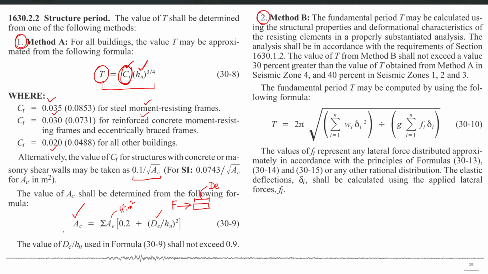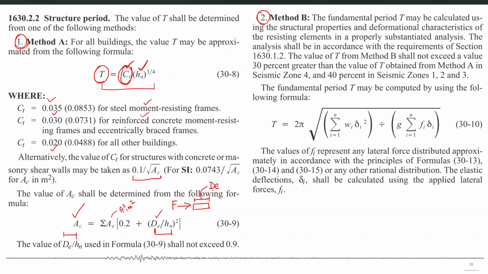The value of DE over HN used in this formula shall not exceed 0.9. Most of the time this ratio will not exceed 0.9 because shear walls will be used mostly in mid to high rise buildings, and the dimension of planar walls will not be more than 90% of the height of the building. So this was method A.